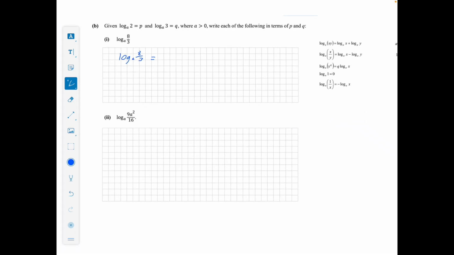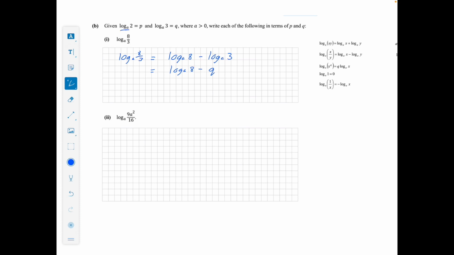Okay, so our first thing we're given is log to base a of 8/3. Now I think, what can I do with that? So I look at my rules. What I have looks really like that. So what we're going to do, we're going to split it up and we're going to subtract it. We'll see where that brings us. So then we're left with log to base a of 8 minus log to base a of 3. Log to base a of 3, we have this part of it out already, that's equal to q. So already I have half of my answer: minus q.